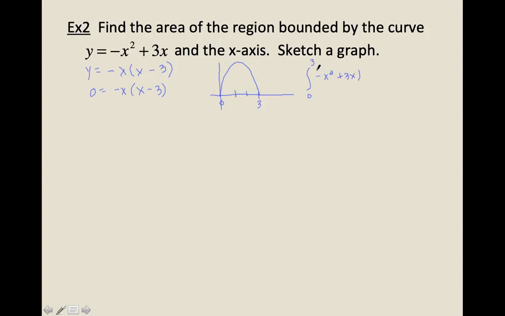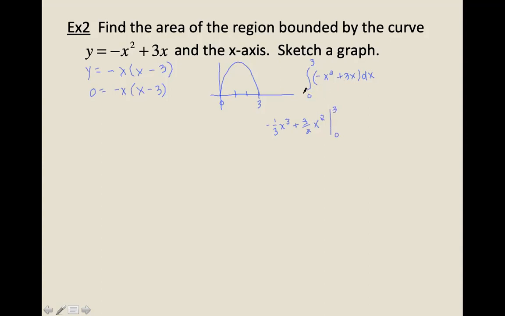I find the antiderivative and I evaluate it at 3 and then subtract the value at 0. So antiderivative of negative x squared would be negative 1/3 x cubed. Antiderivative of 3x would be a positive 3 halves x squared. And I'm going to evaluate that from 0 to 3. And I always read from bottom to top. You're going from 0 to 3.